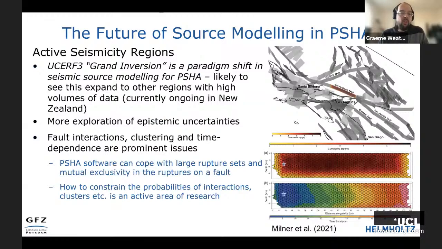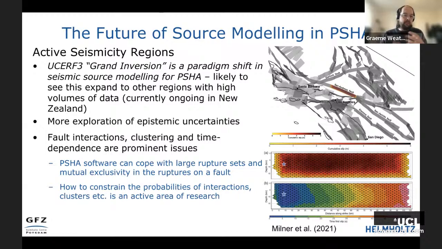For more active regions, or regions where we do have good constraints on fault models, really, as I said, this user-free grand inversion is a paradigm shift for seismic source modeling in PSHA, and we're likely to see this expand to other regions in the next 10 years or so, where the data allows. It's currently ongoing in New Zealand. It may begin to emerge elsewhere.